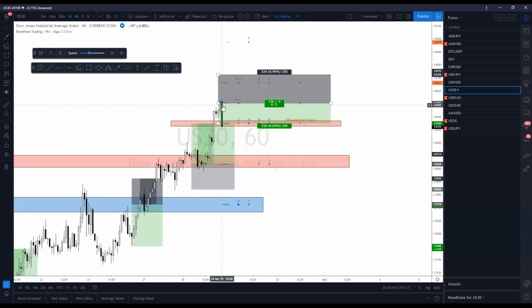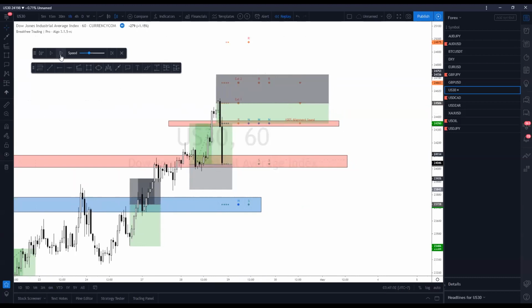there it is. So we have hit extension 1, and then we're back into our resistance. So now price will probably move back down and then continue back into support, I'm assuming. Yep, there you go. That's funny.